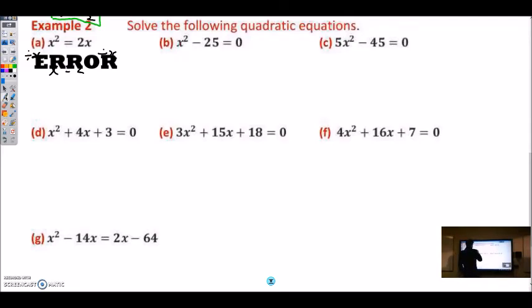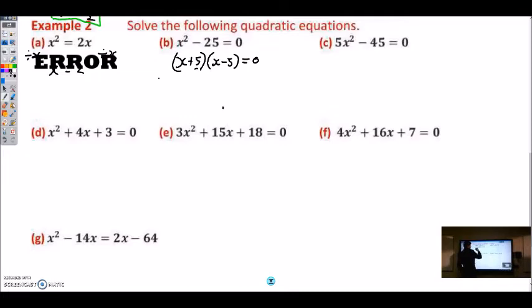B is a step up from that. We have x squared minus 25. Now, this could quite simply be seen as a squared minus b squared. We're going to be applying our DOPS form of factorizing here. So we can rewrite this equation as x plus 5, x minus 5 equals 0.